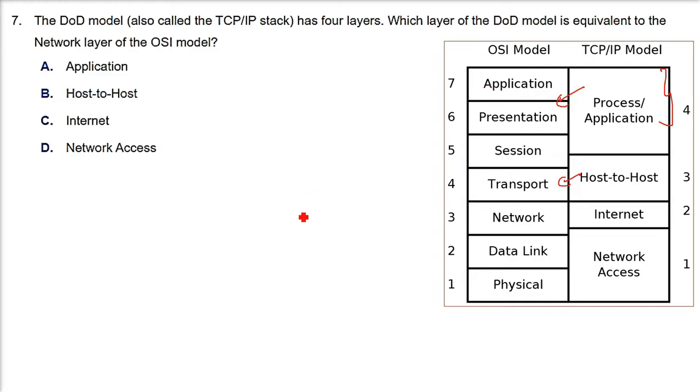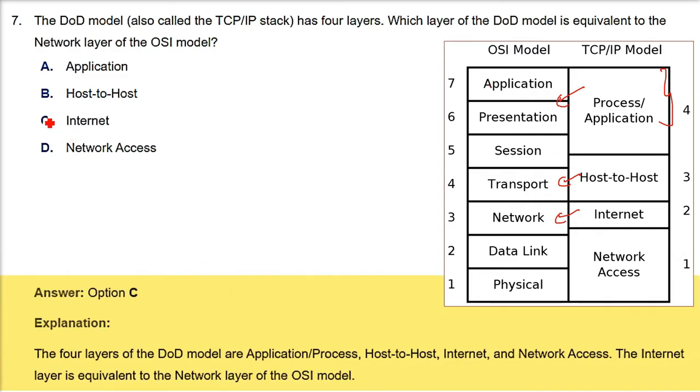Now the question is, which is equivalent to the network layer? So the internet layer is equivalent to the network layer. So we have this C. And of course, the network access layer corresponds to the data link and the physical layers. That is how we call them layer 1, layer 2, layer 3, layer 4.